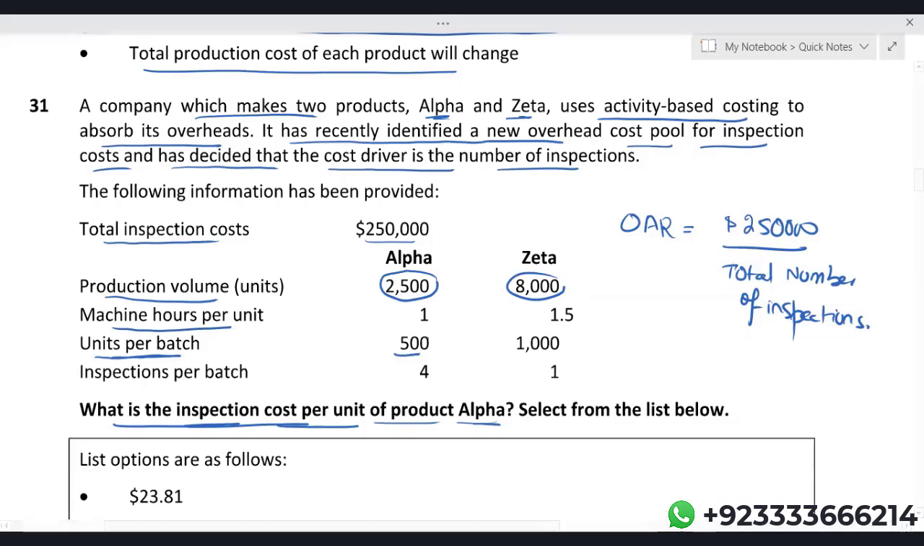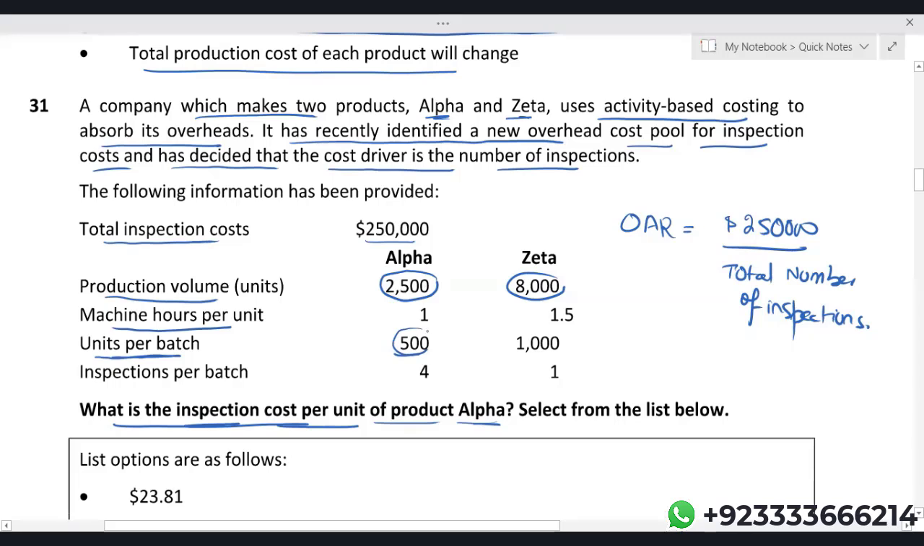You might have seen, if you look at tablet medicines, they normally write the batch number. Obviously they cannot manufacture, especially when it comes to tablets, one tablet, two tablets. No, no. They always go for batches. So in one batch, let's say they are manufacturing 2,000 tablets, 3,000 tablets. So it will always be on the basis of batches. So one batch of alpha, we produce 500 units. So total alpha units are 2,500.